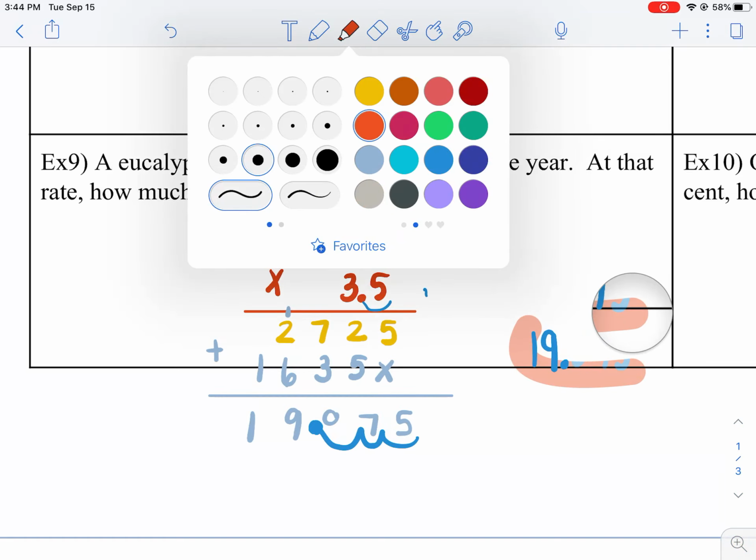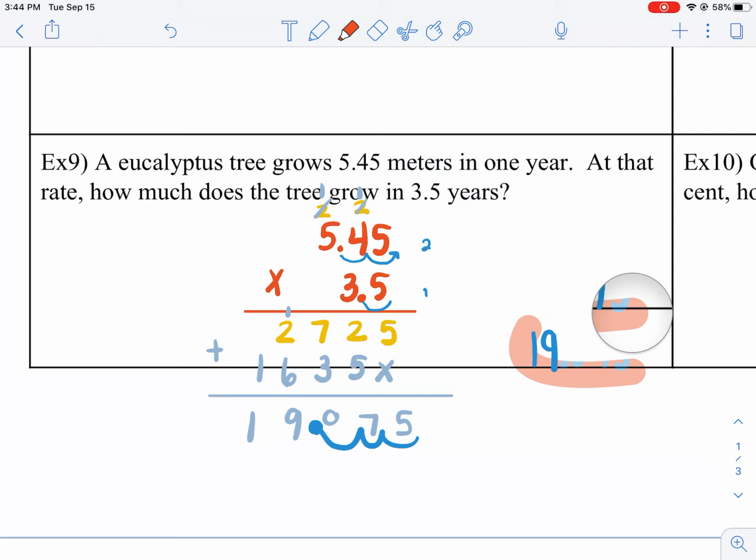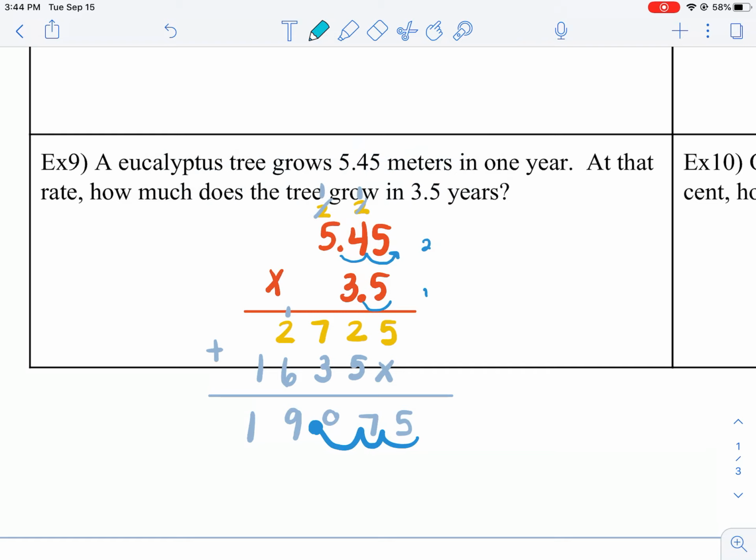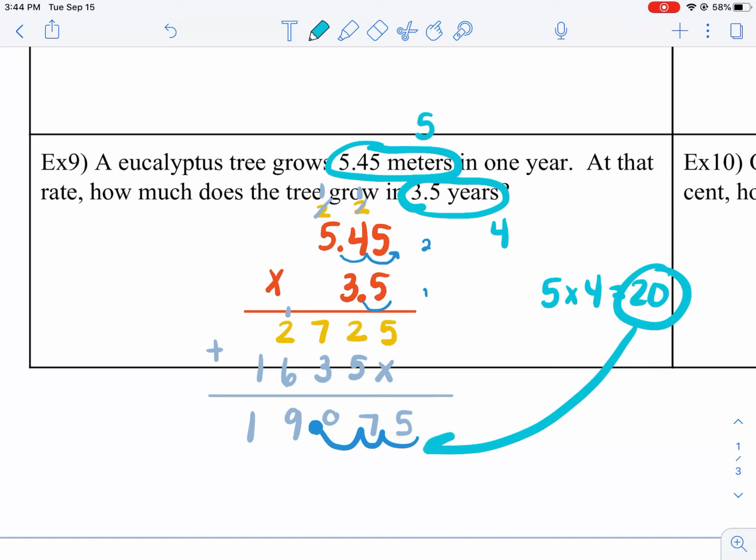Okay. Now, if we were to have estimated, let's see if our answer is reasonable, because sometimes that works best with the word problems, the reasonability, because it should make more sense in our mind, like why we're getting to an answer. And is this answer reasonable? So if we were estimating, we would estimate, okay, a eucalyptus tree grows about 5 meters in about 4 years. So this one would round to 4. So 5 times 4, which is 20. And 20 is very close to 19.075. So yes, our answer is pretty reasonable.